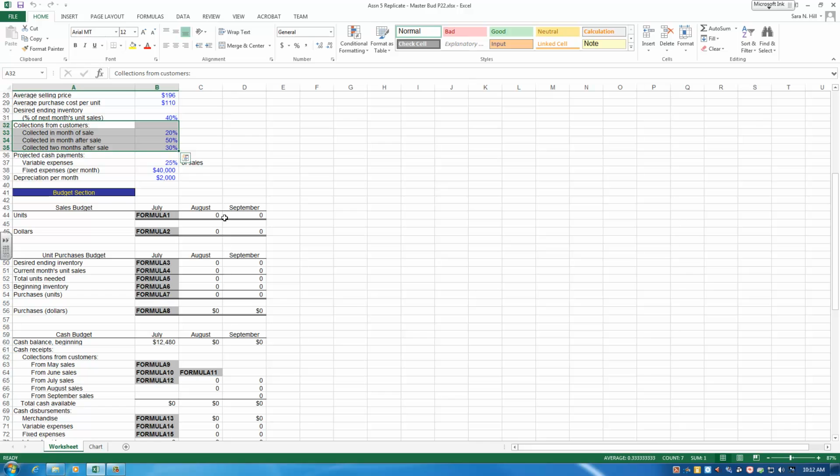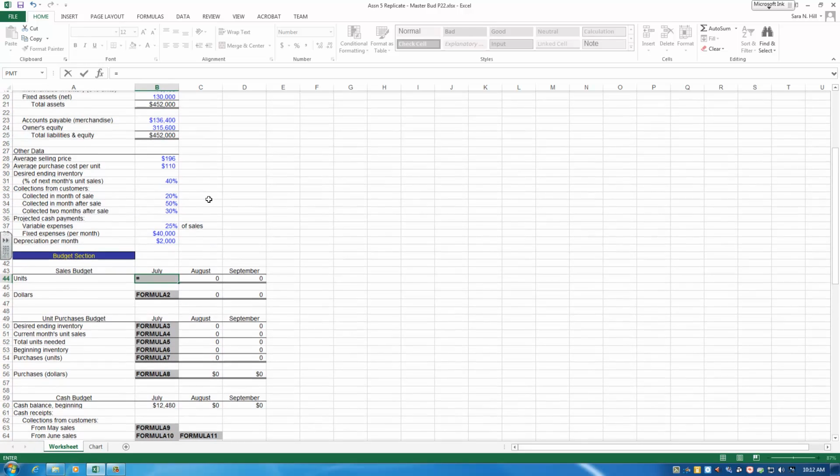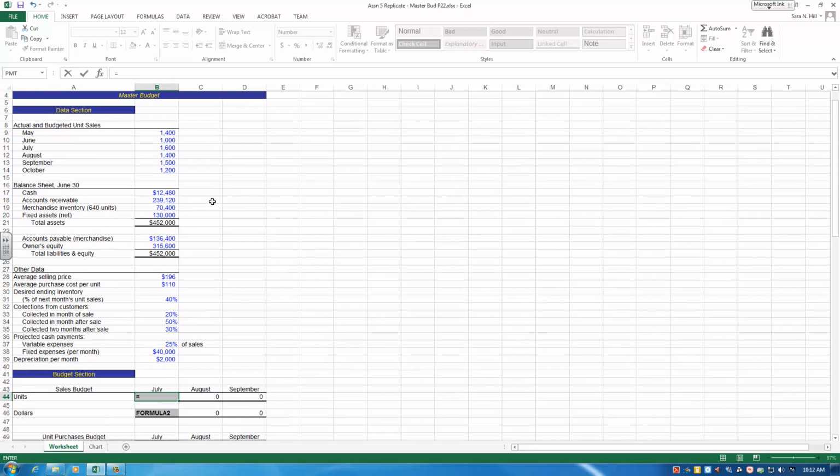Okay, so for July, we're looking for the number of units. The number of units in July we can find above in our data. So I'll go ahead and start my formula. For actual budgeted unit sales for July, we're looking for cell B11. As you can see, our pre-filled cells did fill in for us.